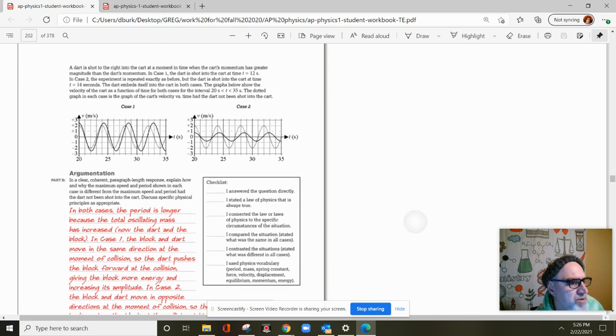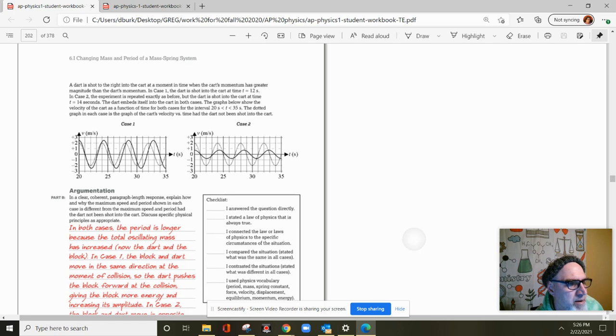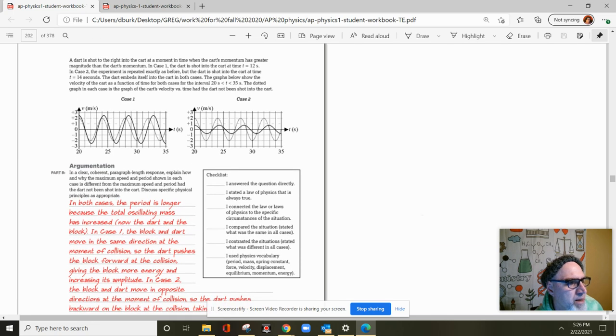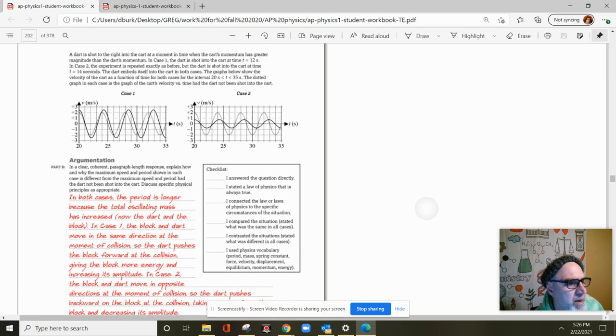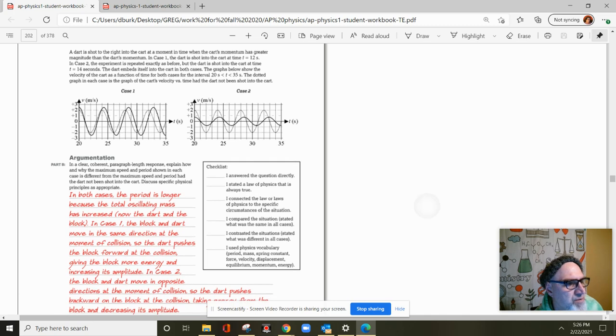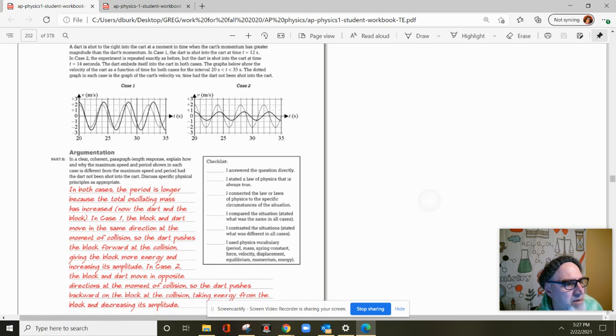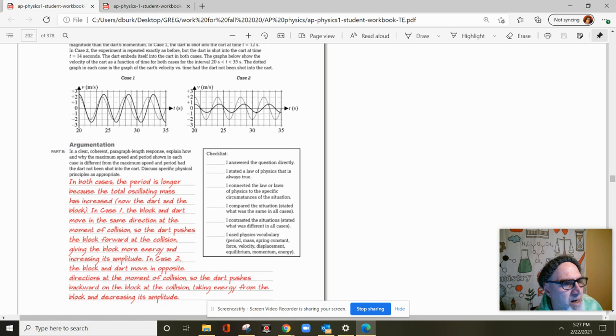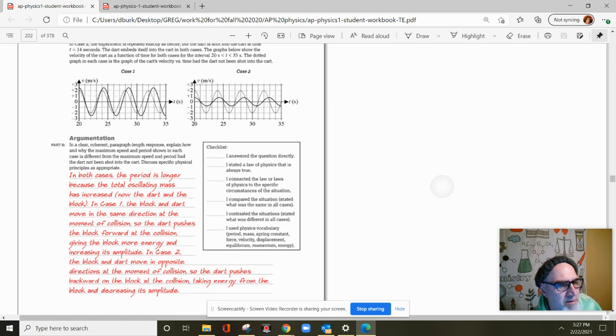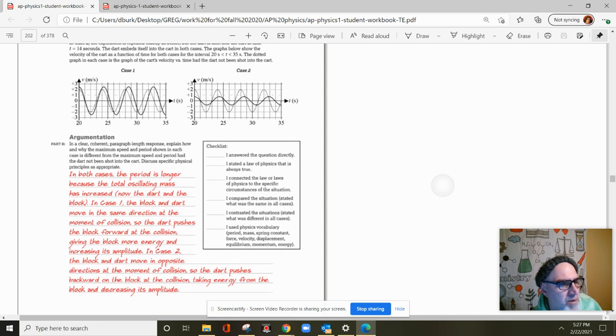A dart is shot to the right into the cart. It's the same cart, I guess. At the time when the cart's momentum is greater magnitude than the dart's momentum. In case 1, the dart is shot into the cart at time 12. In case 2, it's shot into the cart at time 14. The dart embeds itself into the cart in both cases, and the graphs below show the velocity of the cart as a function of time for both cases. And for 20 to 35 seconds, the dotted line is the graph of the cart's velocity had the dart not been shot.